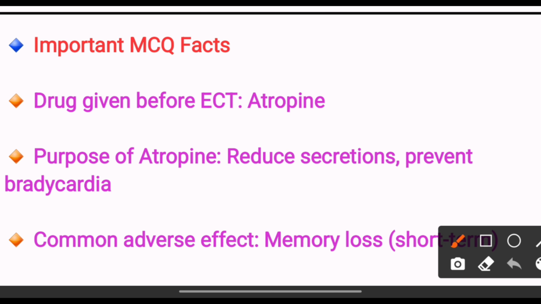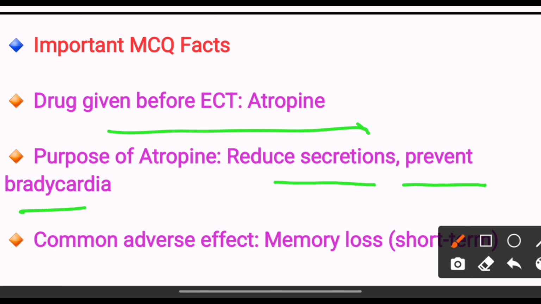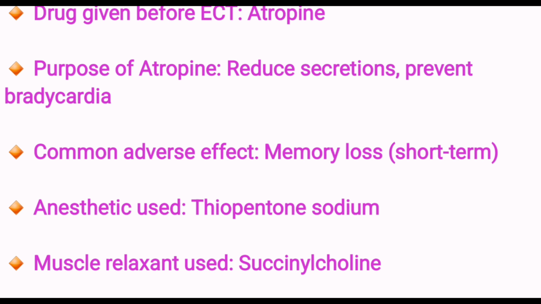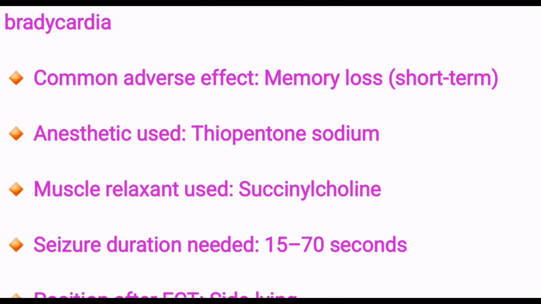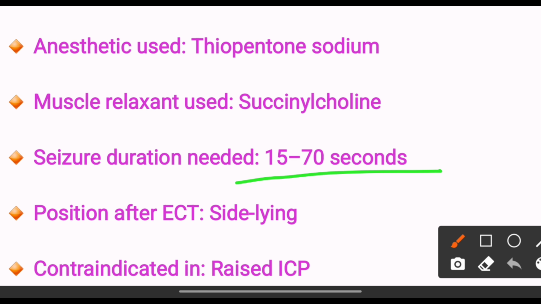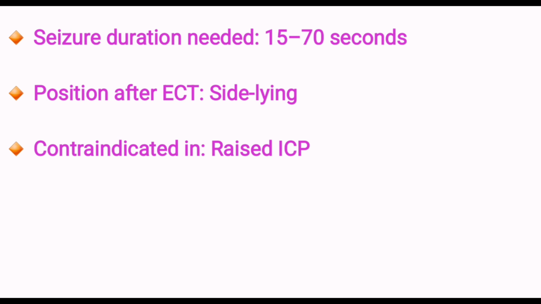Drug given before ECT is atropine. Purpose of atropine: reduce the secretions, prevent bradycardia. Common adverse effect is memory loss. Short-term memory loss, not long-term memory. Anesthetic used is thiopental sodium. Muscle relaxant used is succinylcholine. Seizure duration is 15 to 70 seconds. Position after ECT is side-lying position. Contraindication in ECT is raised ICP. When the ICP is increased, it is a contraindication.